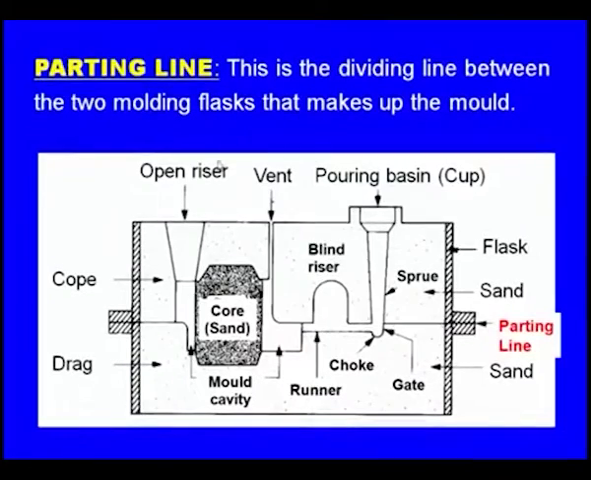Next one, the parting line. Here we can see again the section of the mould, and this is the drag box, and this is the cope box, and the molten metal comes this way, this is the sprue and it passes through the runner, it passes through the cavity, it fills the cavity, then it rises like this. And here remember that between the drag and cope there is a separation. So, that separation, the line which separates the cope and drag is known as the parting line.